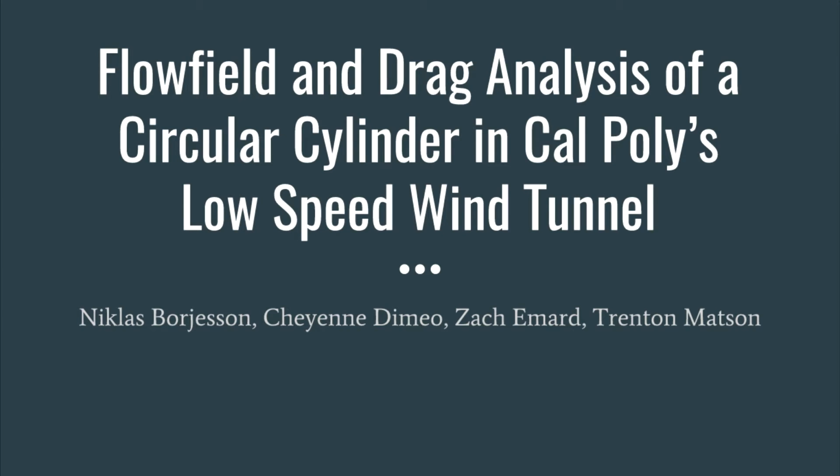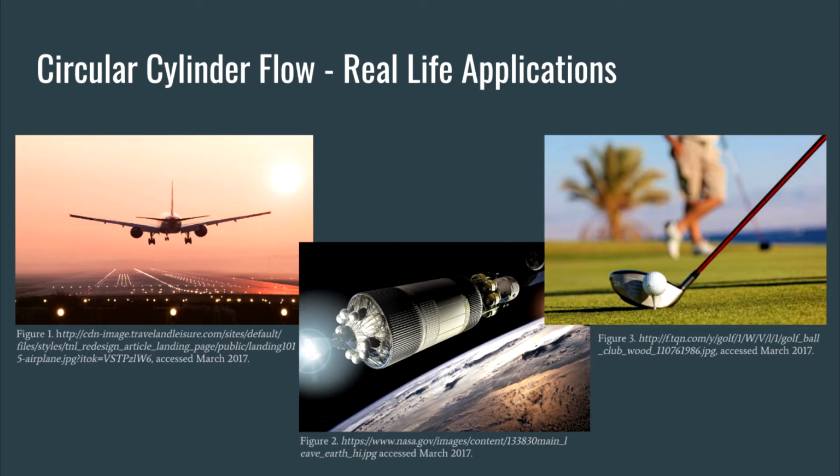Hi, this is Group 1 from the Tuesday 12 to 3 lab section's video report on the flow field and drag analysis of a circular cylinder in Cal Poly's low-speed wind tunnel. There are many real-life applications of flow around cylinders. Fluid flow around cylinders is seen on the landing gear of airplanes, structures of spacecraft upon entry and re-entry, and even on everyday items like the necks of golf clubs.